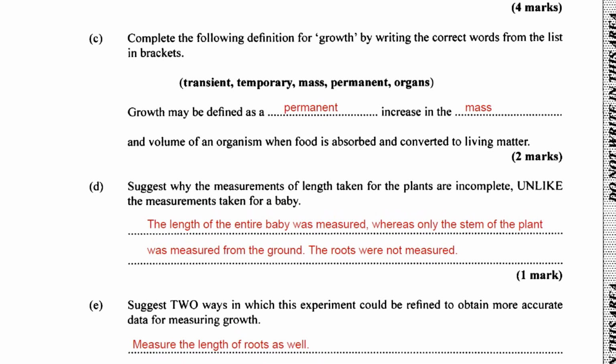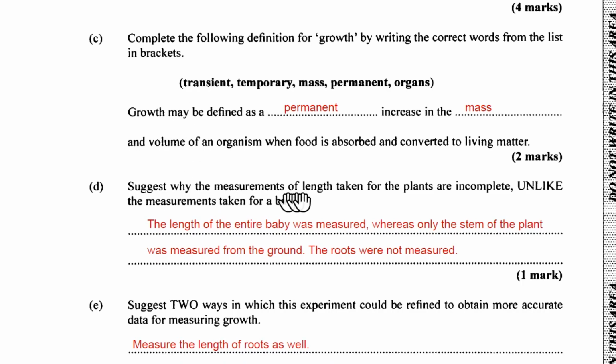So let's look at questions C and D. Complete the following definition for growth by writing the correct words from the listing in brackets. So growth may be defined as a permanent increase in the mass and volume of an organism when food is absorbed and converted to living matter. Transient, by the way, means temporary or non-permanent in this case.